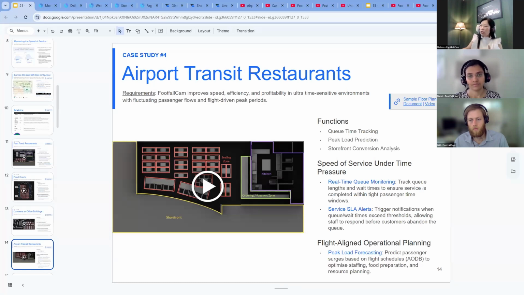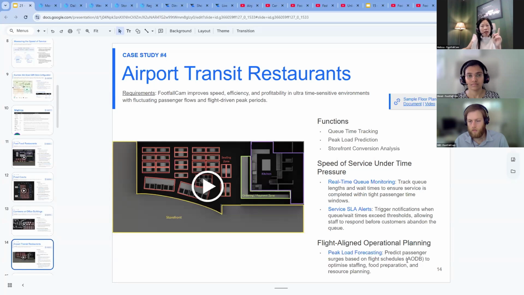So our solution is to integrate with AODB data, which is the airport operational database, to access the live flight data. So we can allow the restaurants to predict incoming passenger surges.